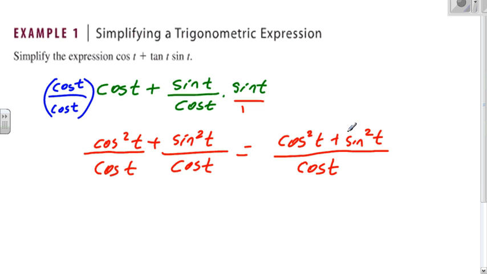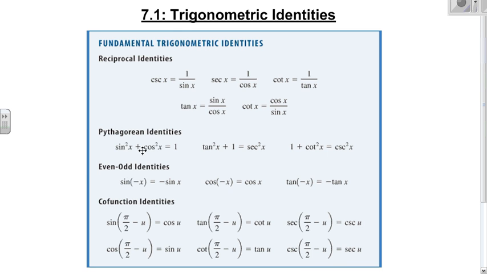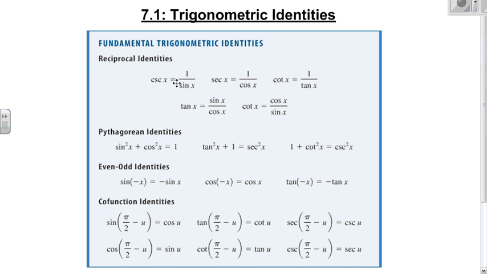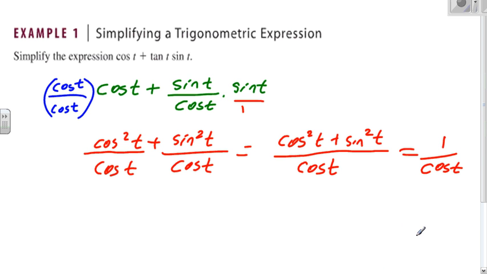And from the Pythagorean identities, we can go back and look. Sine squared plus cosine squared equals 1. So this is 1 over cosine. And 1 over cosine is secant. So all of that just simplifies to secant.